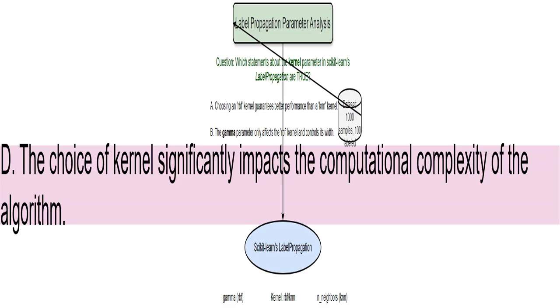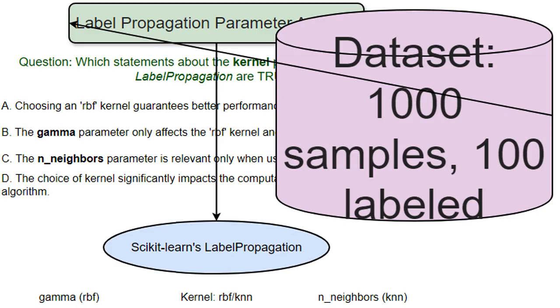Absolutely. The computational cost varies significantly depending on the kernel selected. The RBF kernel is generally more computationally expensive than the k-nearest neighbors, KNN, kernel, especially with large datasets. This is because the RBF kernel calculates distances between all data points, while the KNN kernel only considers the nearest neighbors. I have a dataset with 1,000 samples, 100 of them are labeled, and the other 900 are unlabeled.